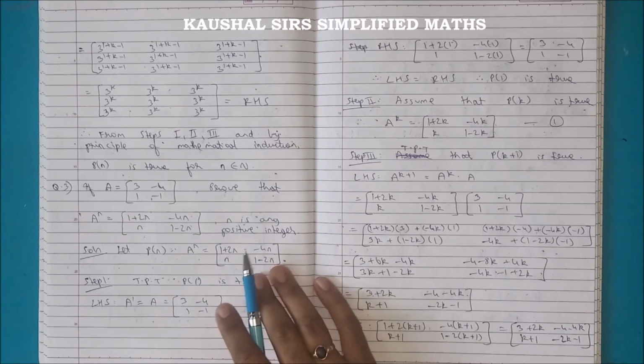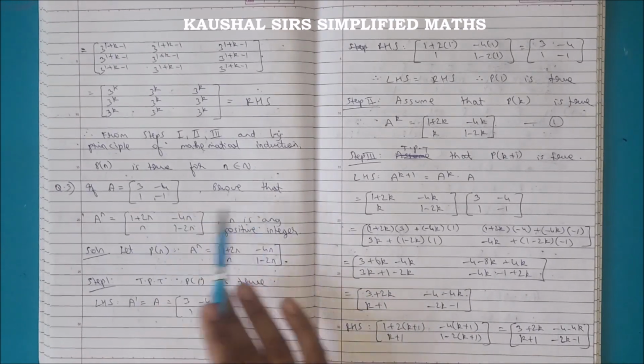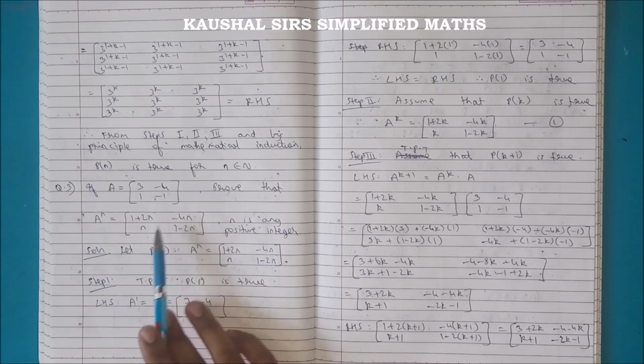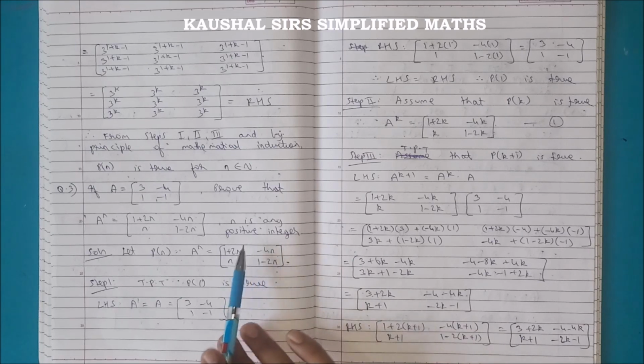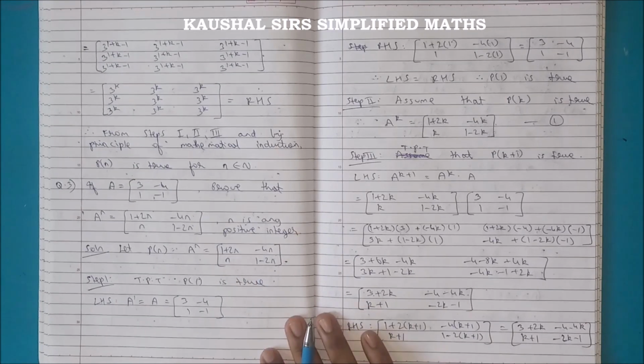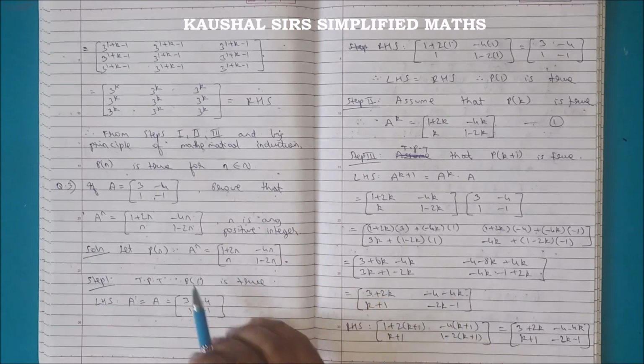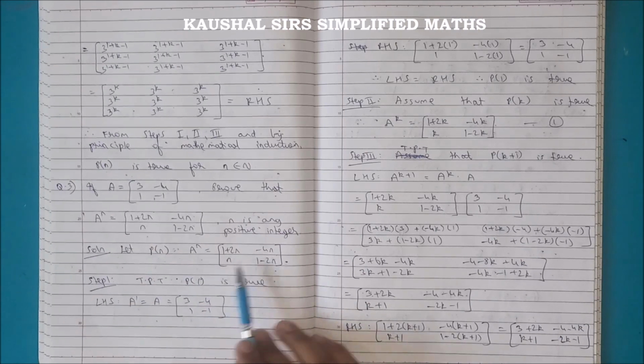Okay, third sum is also the same. Matrix A is given to us. You want to prove that this relation A raised to n is true for all n belongs to N. Positive integer means natural numbers. Okay, तो वही 3 step procedure हमको करना है. How to start? Let P of n denote this relation.